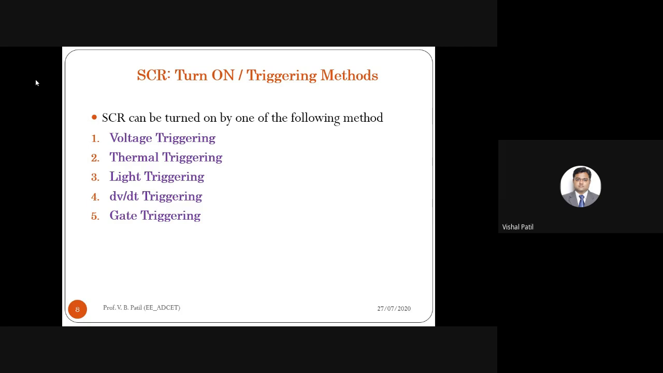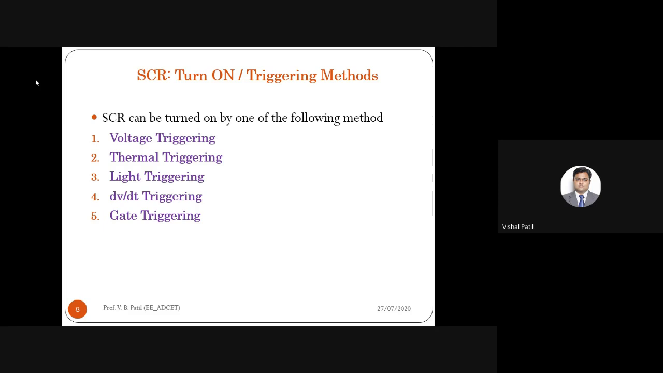आतापर्यंत आपण गेट थ्रू SCR ला ऑन केलं होतं. त्याच्याशिवाय काही मेथड्स आहेत की ज्याच्यामध्ये आपण गेट सोडून SCR ला ऑन करू शकतो. व्होल्टेज ट्रिगरिंग आहे, थर्मल ट्रिगरिंग, लाईट ट्रिगरिंग, dV/dt ट्रिगरिंग अँड गेट ट्रिगरिंग. ट्रिगरिंग कशाला म्हणायचं? The process of making turn on the SCR is called as triggering. आपण 5 पद्धतीने SCR ला टर्न ऑन करू शकतो.